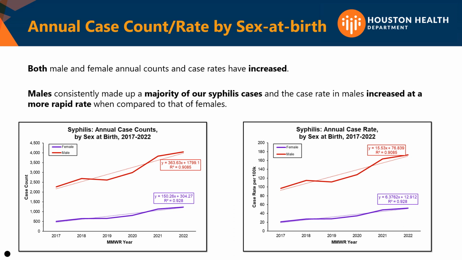Here we have similar graphs stratified by male and female. Male is represented by the red bar, while female is represented by the purple bar. On the left, we're looking at case counts, and on the right is case rate per 100,000. As you can see, both groups are increasing. However, notice that the majority of cases are made up by male, though this is pretty normal, and even on a national scale, there are similar trends.